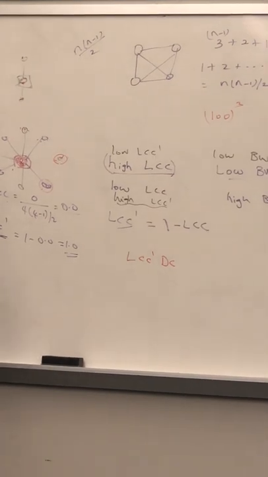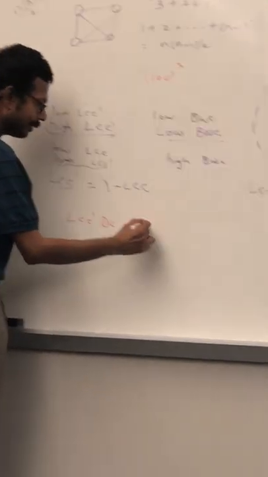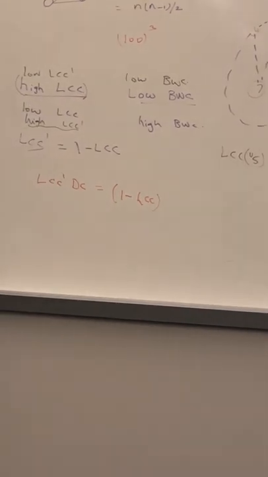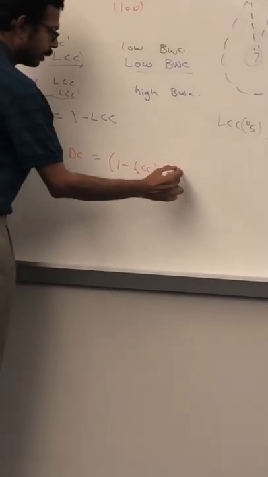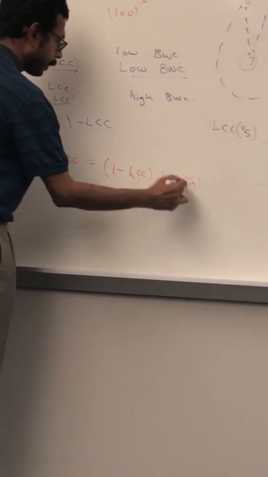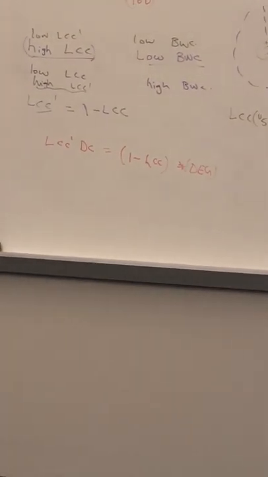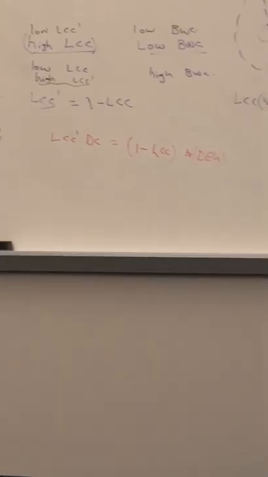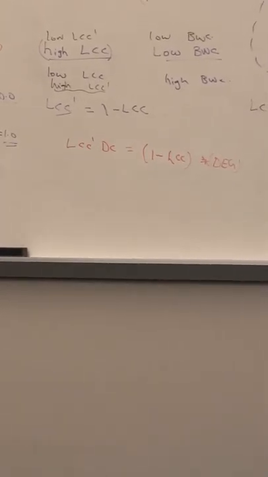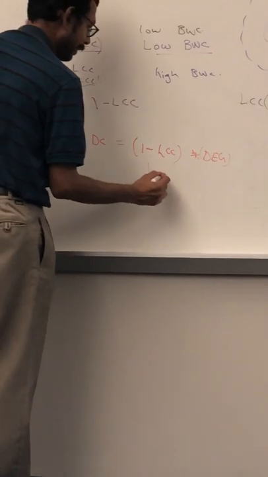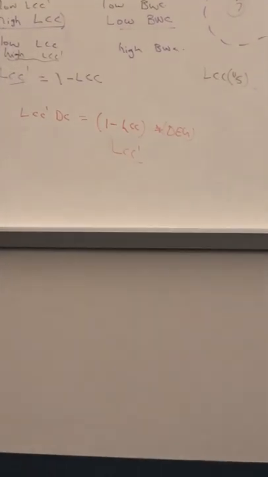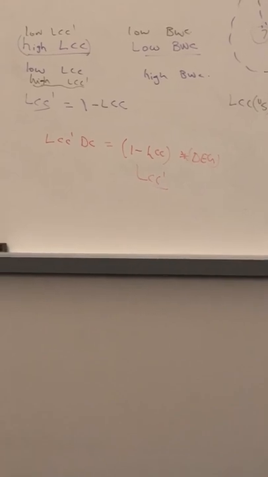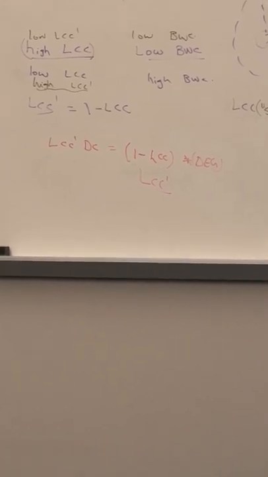And I call this LCC prime DC, which is basically the product of the complement of local clustering coefficient multiplied with the degree centrality. So the larger the degree of a vertex and the larger the LCC prime value. So LCC prime means what? It's a measure of the fraction of your neighbors that are not connected to each other. Is that clear?